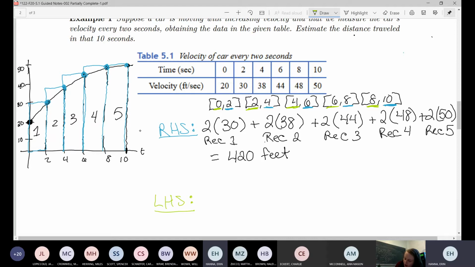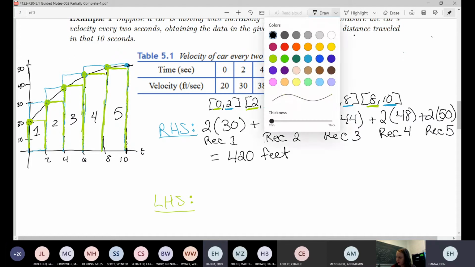So if I were to draw that on my graph, I'd be using the left side for the height of the rectangle, and then so on and so forth, left side of the interval, left side, left side. So I know they overlap a little bit, but.